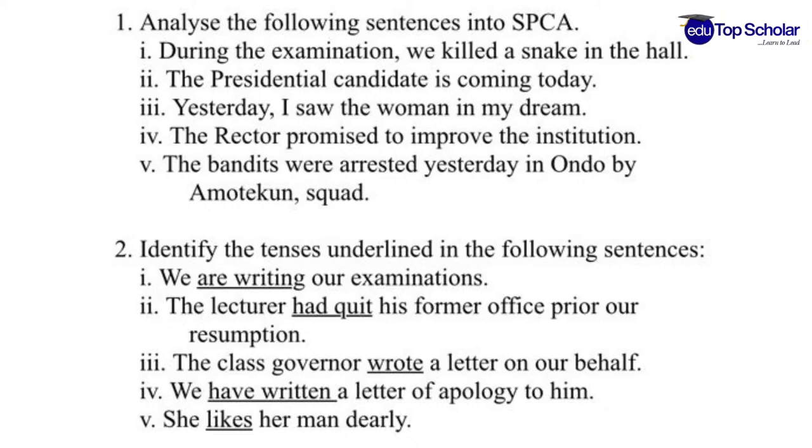Then sentence number 4, the rector promised to improve the institution. All right. So the subject of this sentence is the rector. So you underline the rector, and that is our S. Then promised, the predicator, to improve the institution. That is an adjunct.